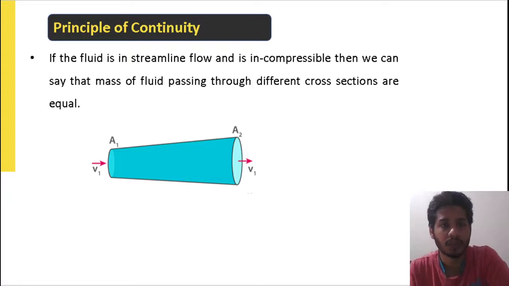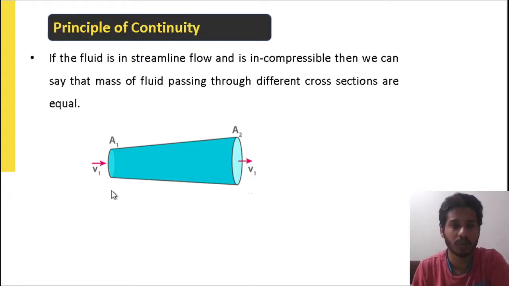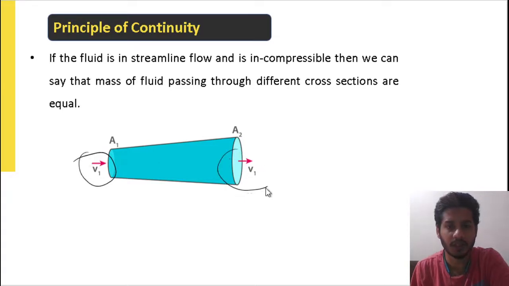So what is continuity equation? Continuity equation is this. Suppose there is a pipe. You can see this pipe. This is a pipe, and there is a fluid entering at velocity v1, and there is an exit velocity of v2. Here the cross-sectional area is A1. Here the cross-sectional area is A2.